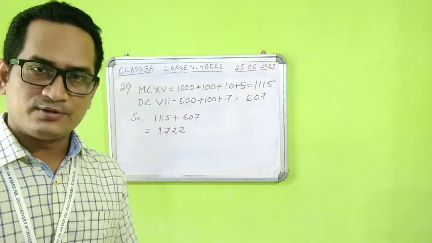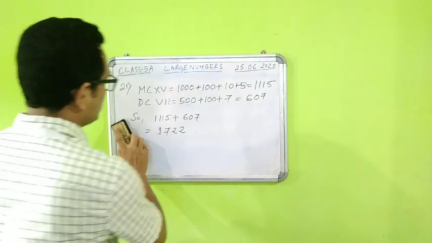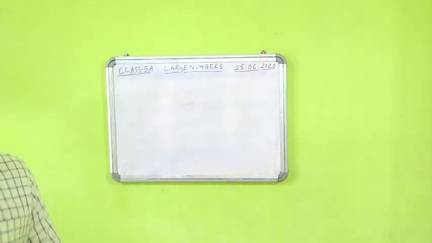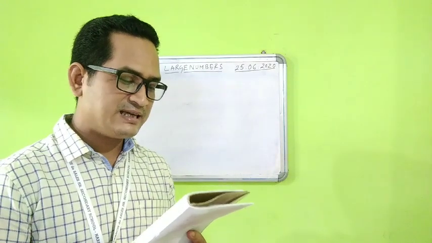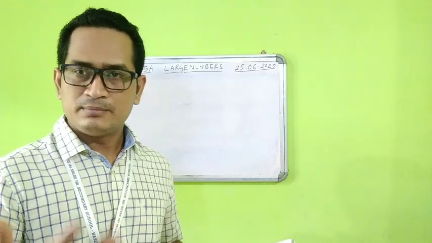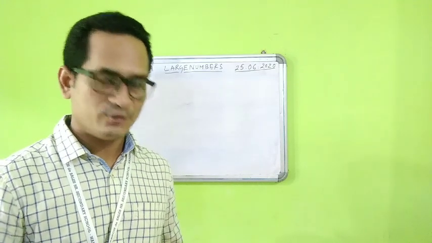Now the last question for today's class, that is question number 22. It is said: which is larger, MDCLXV or MDCCLXIX? Now students, it is the same thing. Without knowing the number in Hindu Arabic, we cannot compare the numbers. So let us first convert them into Hindu Arabic.